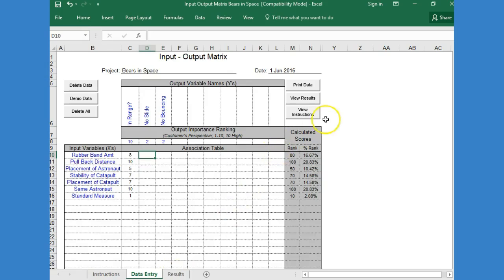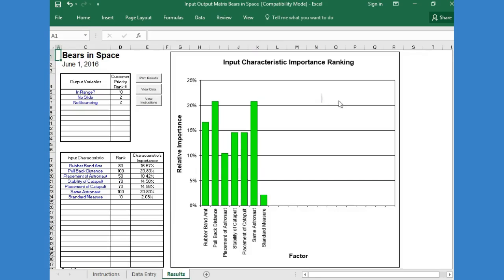So let's go to view results. So we'll click on our view results button, and there we go. So here's showing our output variables, our input characteristics, how they were ranked, and then we're looking at here's our pullback distance that we worked on, and using the same astronaut that we worked on. And so this again would be our little chart to say, well, here's what we're going to go work on.